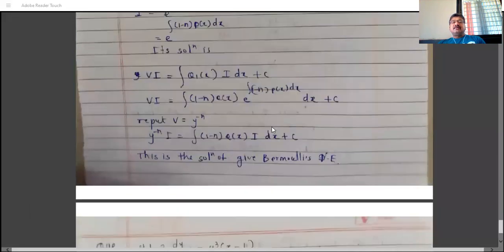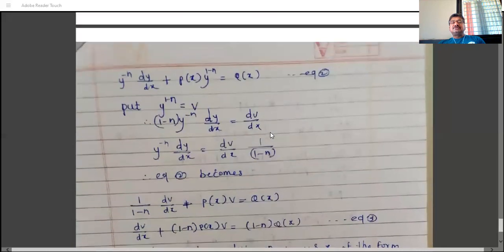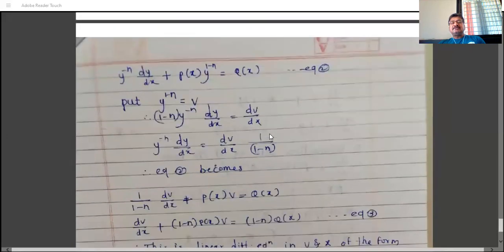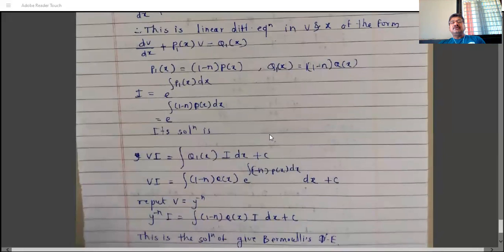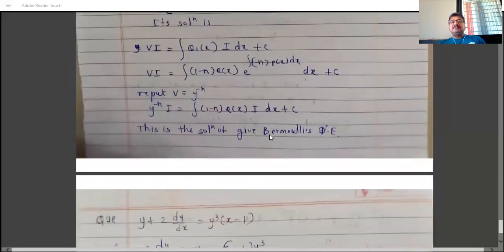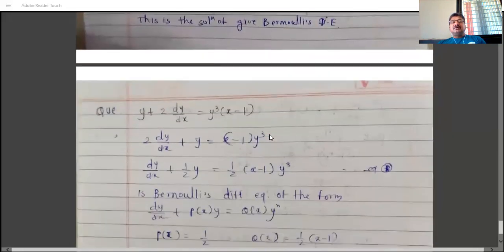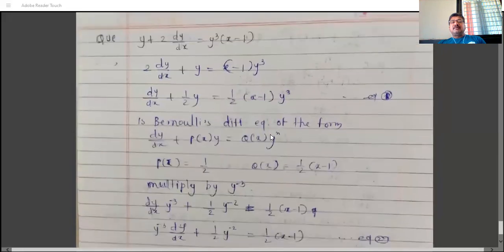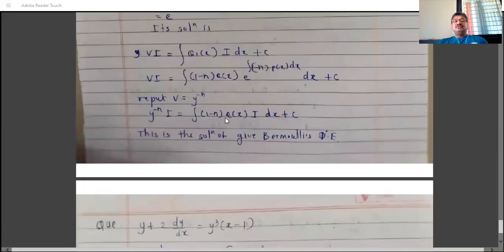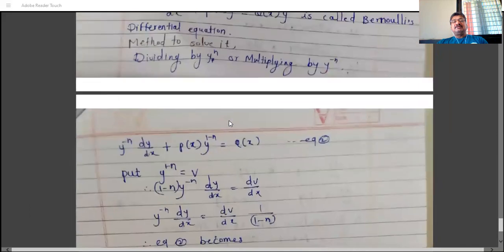So this is the method to obtain the solution of Bernoulli's differential equation: convert it to a linear differential equation and then find its solution. We will solve the problems on Bernoulli's differential equation using the same method. First we convert the given differential equation to a linear differential equation by using substitution, and then solve the examples of Bernoulli's differential equation.